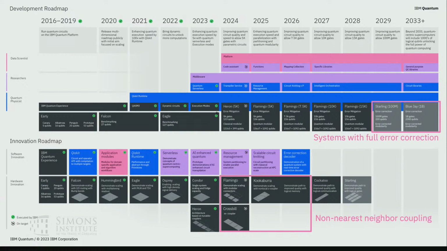And I want to show this development roadmap one more time, and just highlight where we are aiming for a system with full error correction. That's slated for the end of 2029, right? And then just looking at the innovation roadmap, we want to have all these couplers that we mentioned, these couplers that would allow us to have non-nearest neighbor coupling. And these have come up in the previous talks with the bivariate bicycle code. So this is very important for us as we scale up the devices.